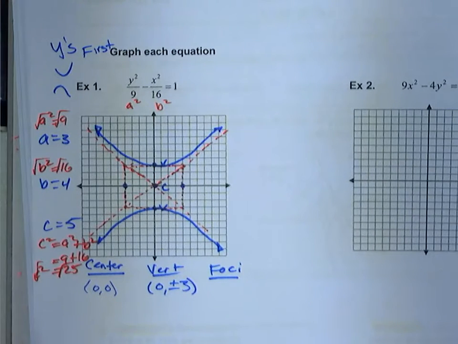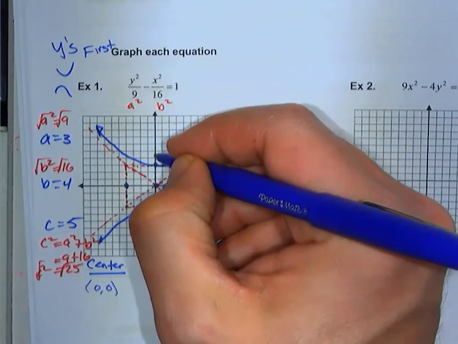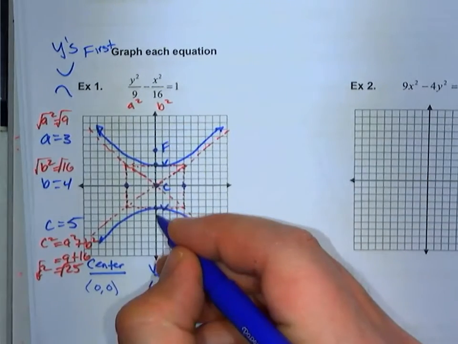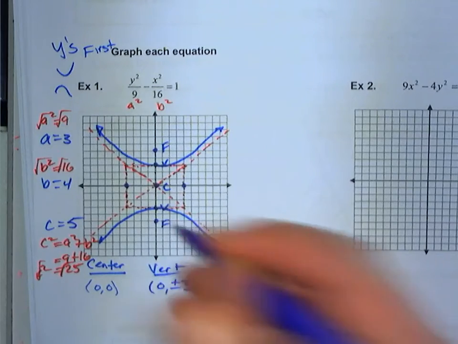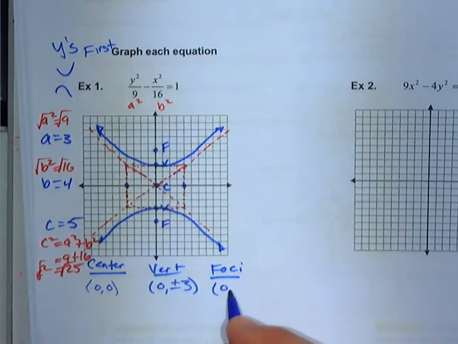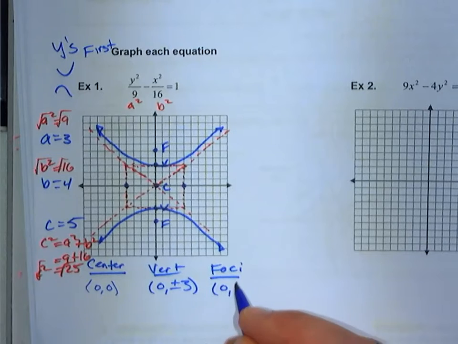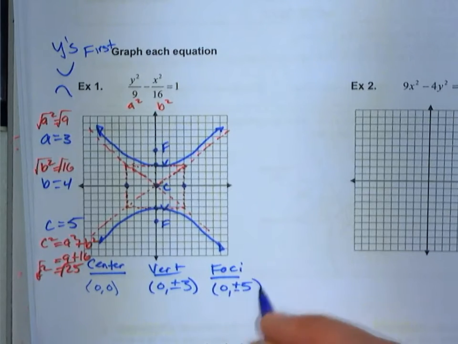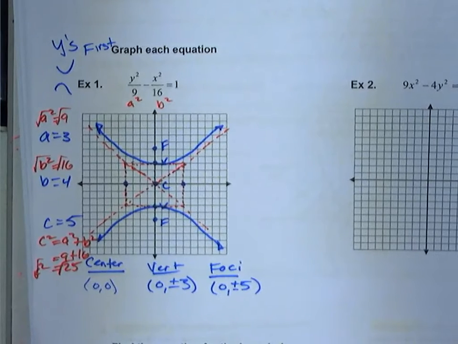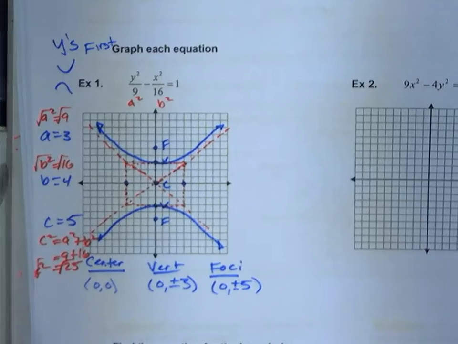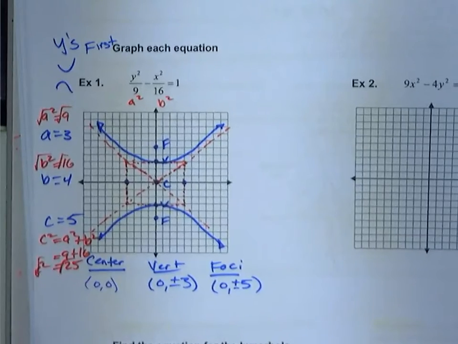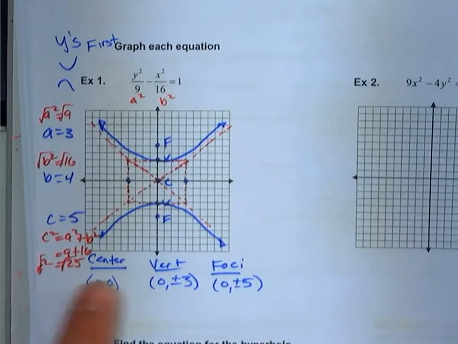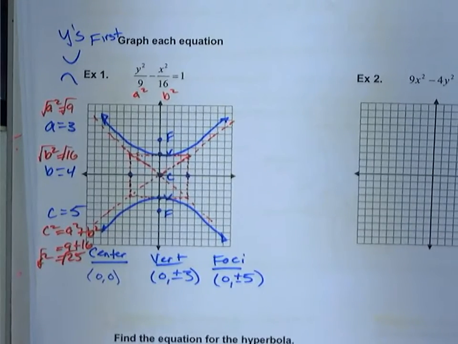So c is 5. So follow that transverse axis. We went up and down for our vertices. We got to go up and down for our foci. So 1, 2, 3, 4, 5. So now the vertices are 0, comma, plus or minus 3, and the foci are 0, comma, plus or minus 5. So now I've got my center, my 2 vertices, my 2 foci, I've got everything graphed and labeled. On my transverse axis, which is the line x equals 0, so that all the x's are the same, and we're good to go.